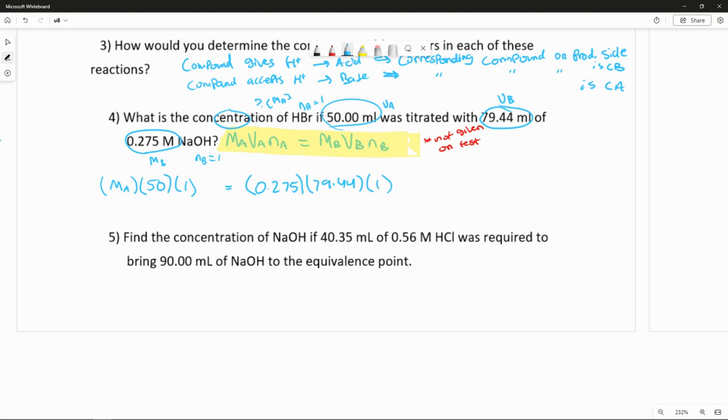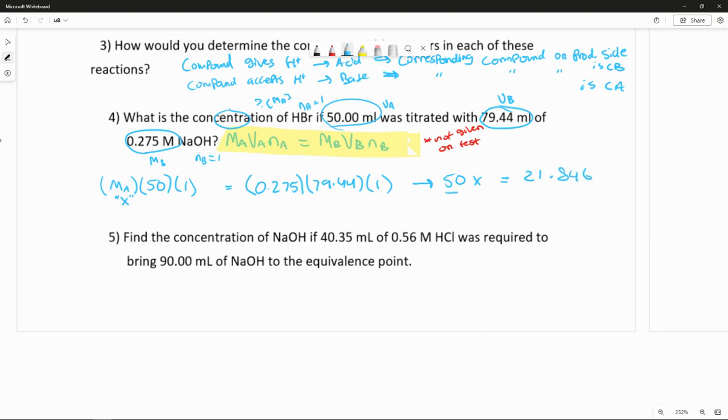Solving this, we're just going to call Ma X. So we have 50X on the left-hand side, and 0.275 times 79.44 on the right-hand side is going to be 21.846.